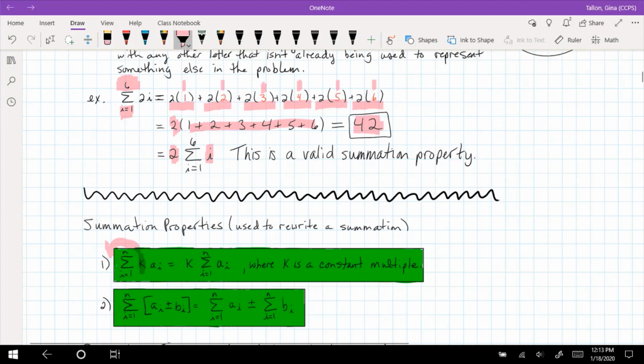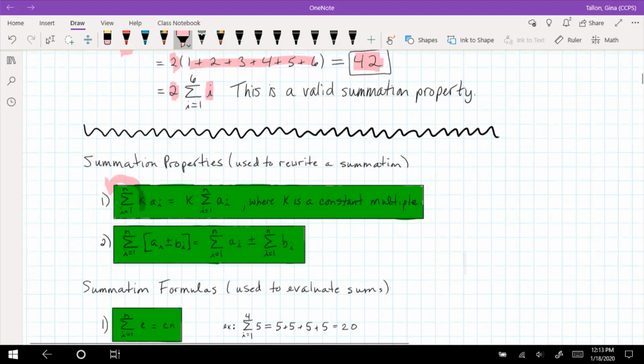Okay, the summation property number 2 says that the summation as i goes from 1 to n of 2 different things, a sub i plus or minus b sub i, is equal to the summation as i goes from 1 to n of the first thing plus or minus the summation as i goes from 1 to n of the second thing. You'll hear me say in class and on this video that the summation of a sum or difference is equal to the sum or difference of 2 summations. So you can break up summations, which is kind of cool. It's kind of like the distributive property, if you will.